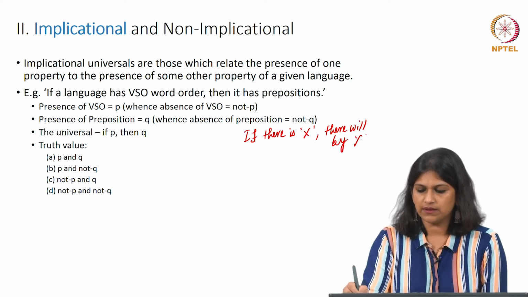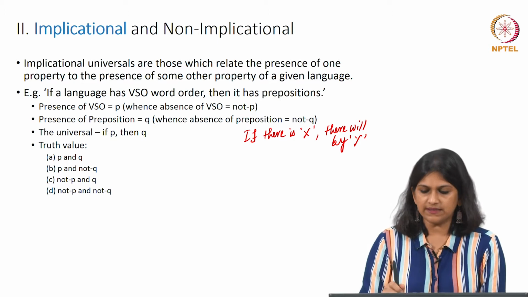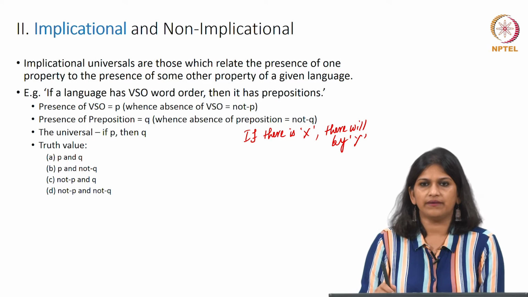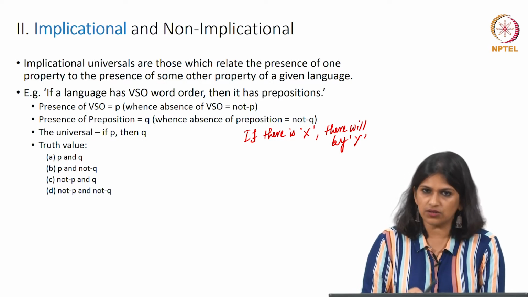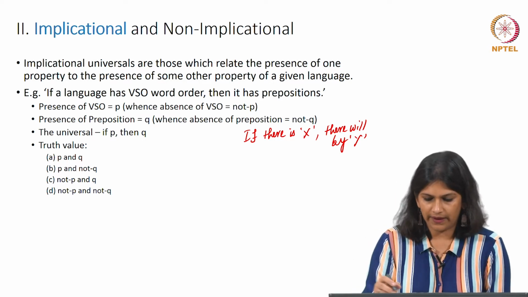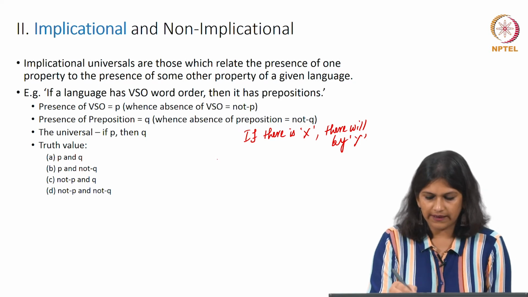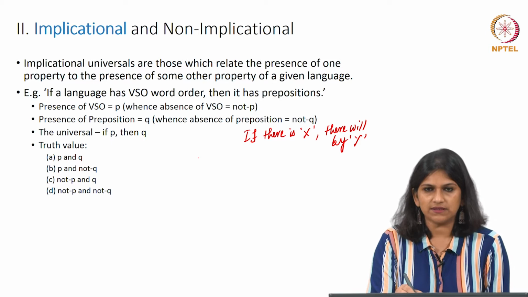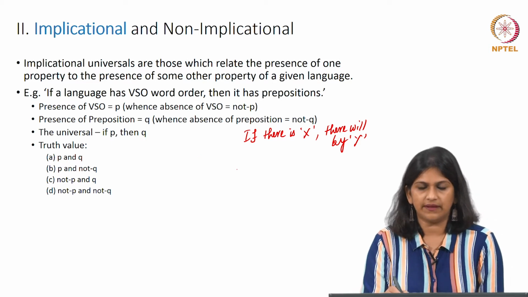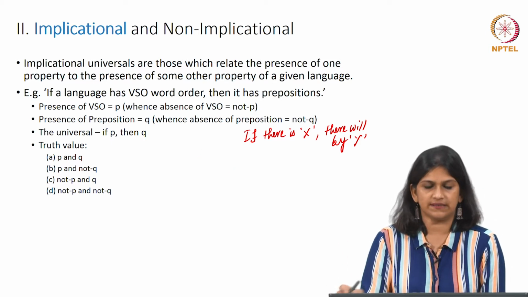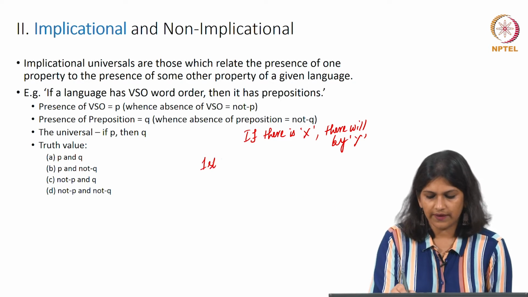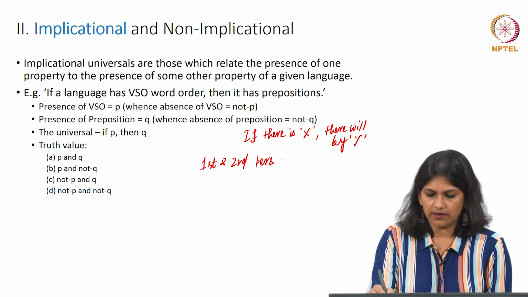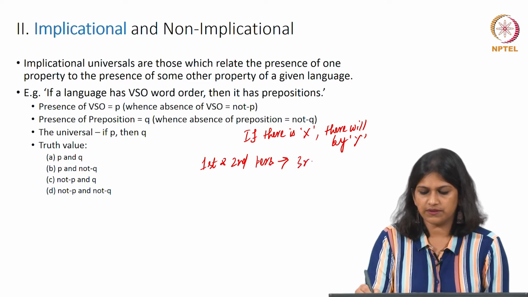So, that means the presence of Y is primarily an implication of X. If there is no X, there cannot be any Y. So, in this connection I would like to tell you, let us say if a language has first person and second person reflexive, it must have third person reflexive. So, first and second person reflexive would lead to third person reflexive.